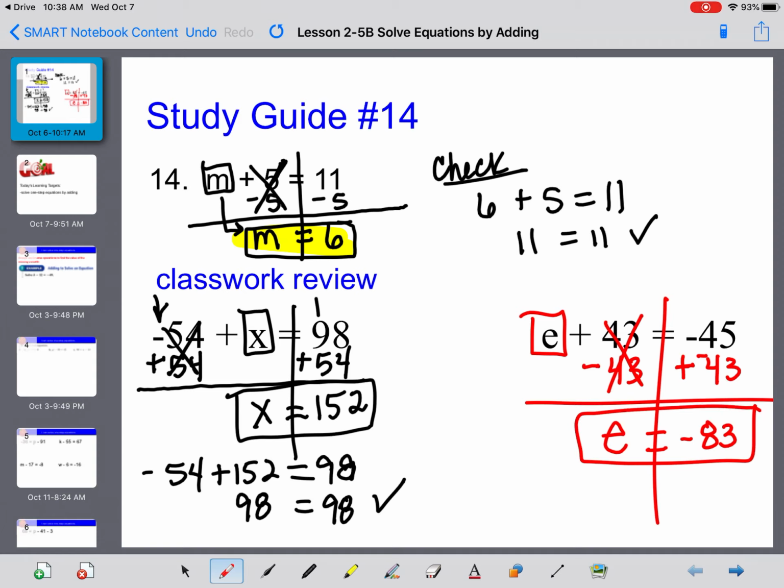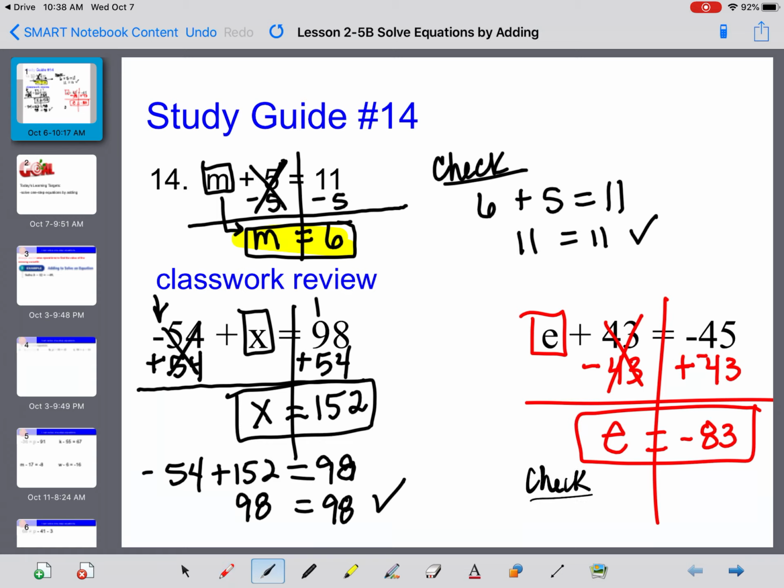If you are struggling with adding and subtracting negatives, that was lesson 1-5 and lesson 1-6. You can go back and re-watch those lesson videos to develop a firmer grasp of adding and subtracting negatives. I encourage you to do that if you are still uncertain.